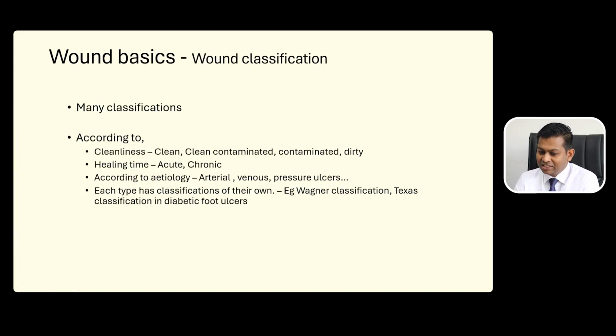When it comes to surgical wounds, we can describe them according to the cleanliness of the surgery, like clean, contaminated, and dirty, depending on the healing time, according to the etiology, and sometimes depending on the particular ulcer, there are various classifications. For example, for diabetic foot ulcers, there are various classifications, including the Texas classification.